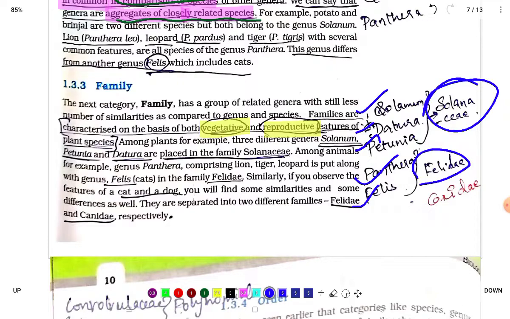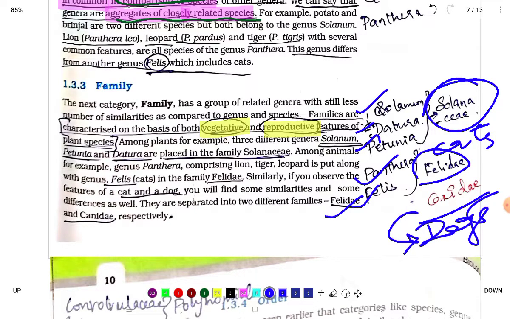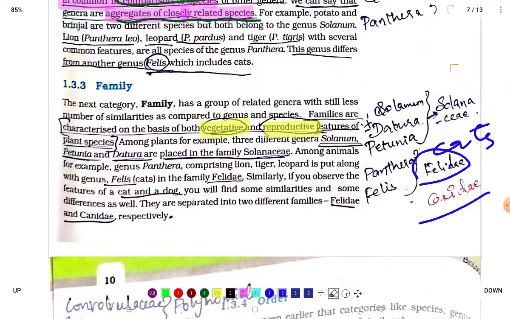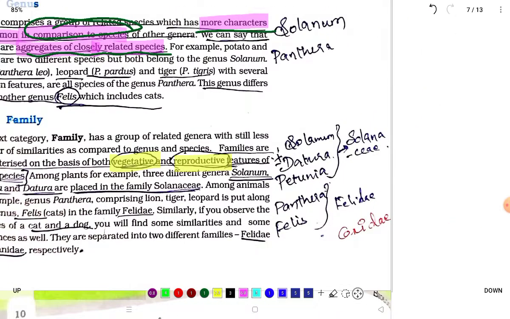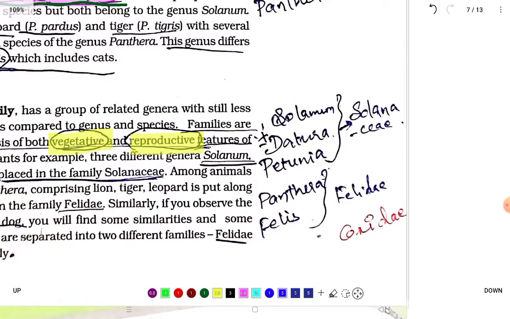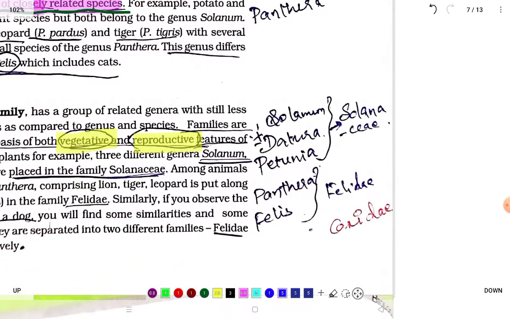So Felidae is cat related, and Canidae is dogs. These are two different families. Guys, in your NCERT you can write like this on the side. If you want, you can make a note of it.